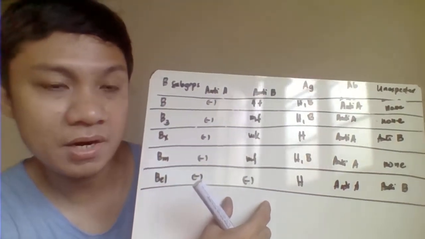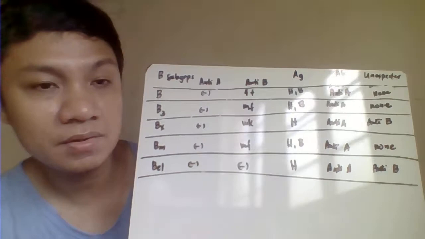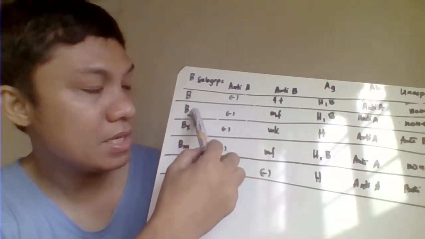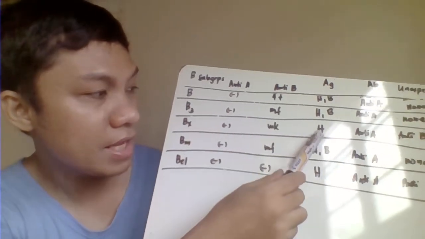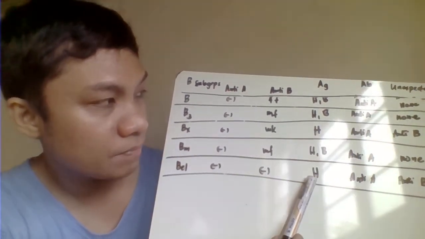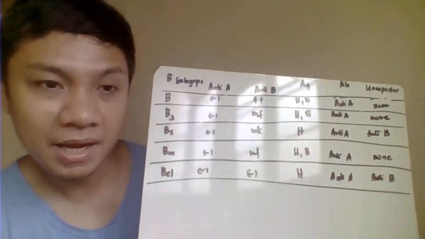Antigen found both in their RBC membrane and their secretions. Okay, true type B here we have H and B, B3 we have H and B, Bx has H only, Bm H and B, and BL we have here H. We have your expected antibodies.